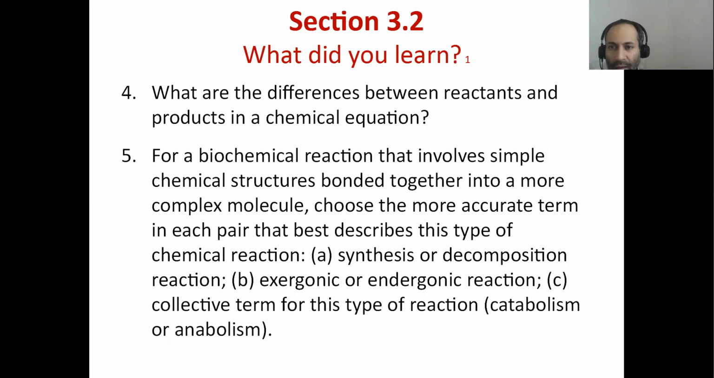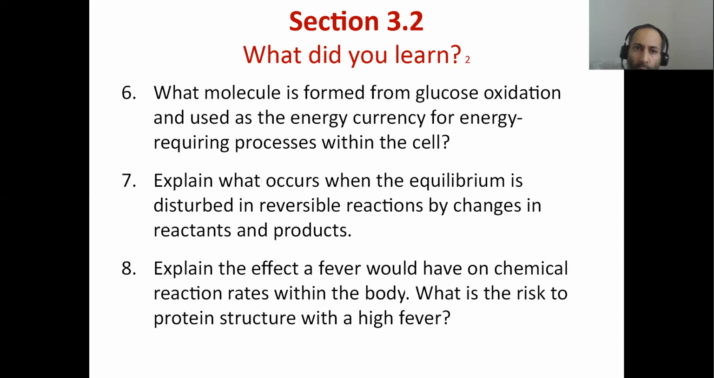Exergonic or endergonic. Bonding is endergonic. You supply heat or energy to the system. Collective term for this type of reaction. Catabolism or anabolism. Anabolism, this is anabolic when you're joining things together. What molecule is formed from glucose oxidation and used as the energy currency for energy requiring processes within the cell? ATP, that's the molecule. Explain what occurs when the equilibrium is disturbed in reversible reactions by changes in reactants and products. Since this is a reversible reaction, it will readjust itself to reach its initial stage, right?